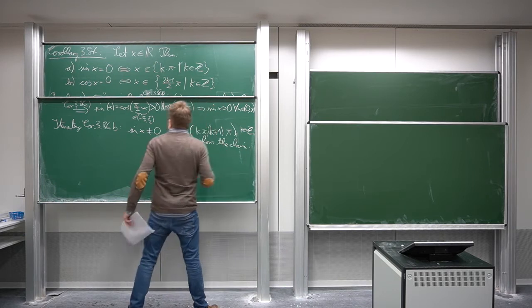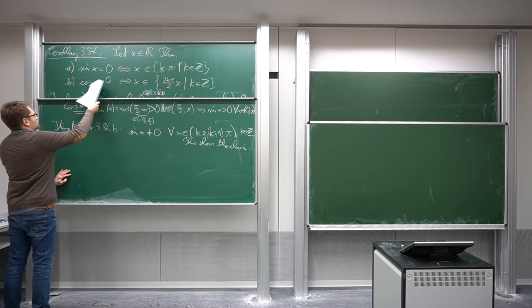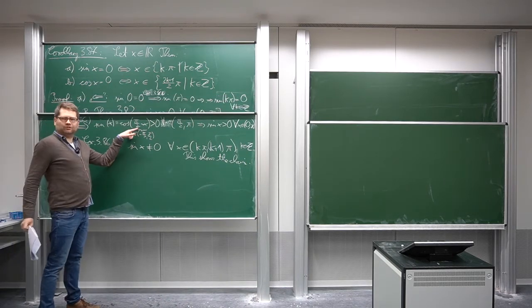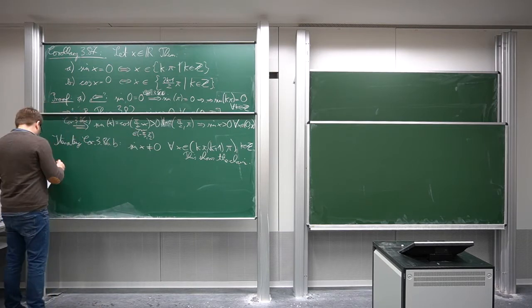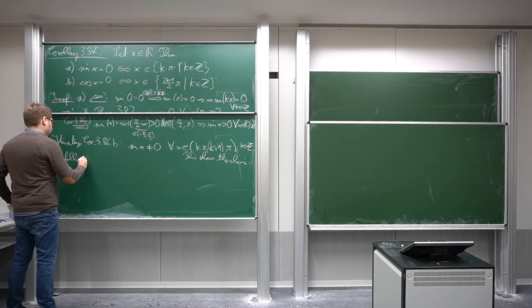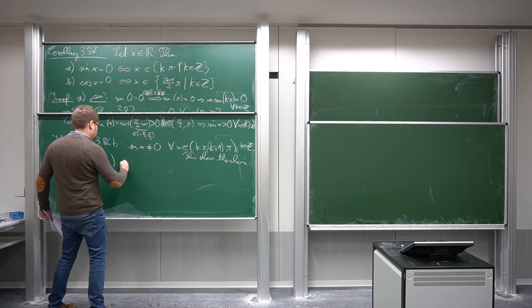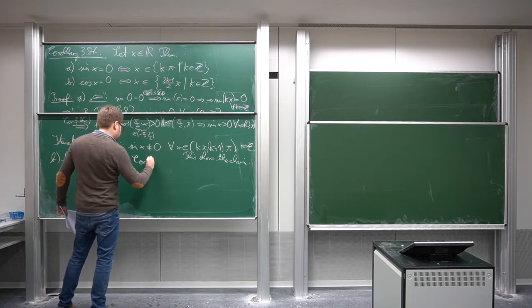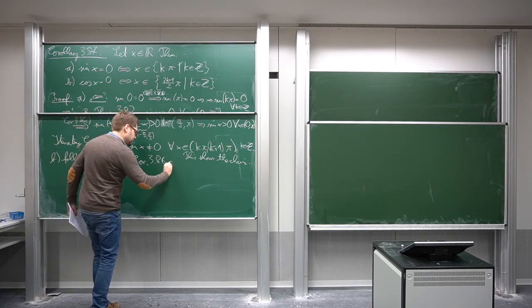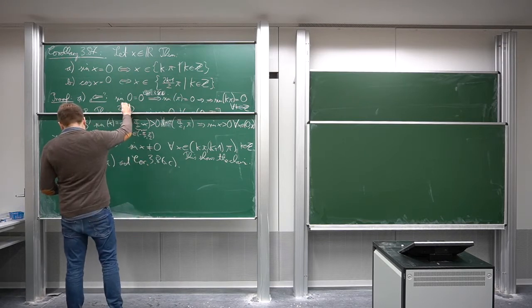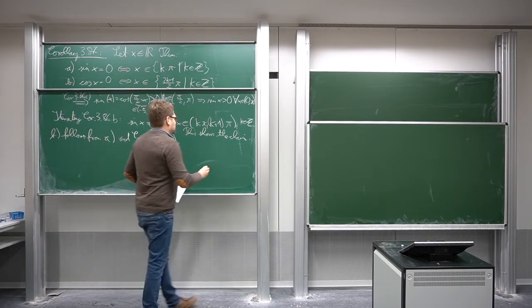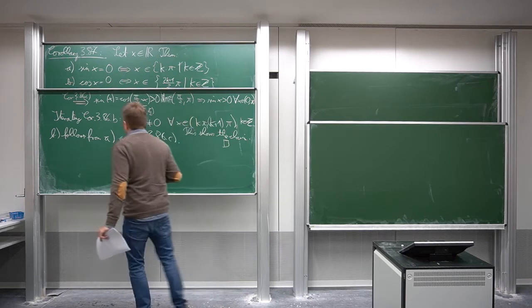Okay, so this completes the proof of A, and now to show B, to show the zeros of the cosine, we can just use this equation and what we just did. Namely, B then just follows from A and this identity, corollary 386C. Okay, good news. This is now what we've established.